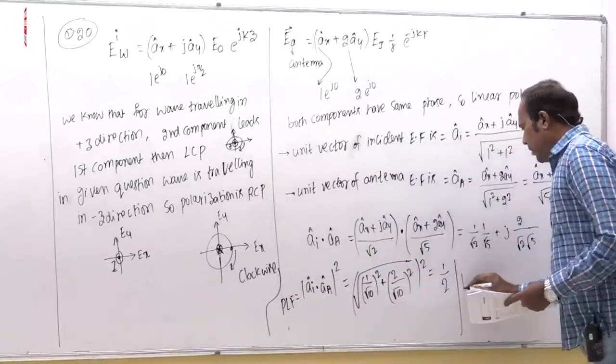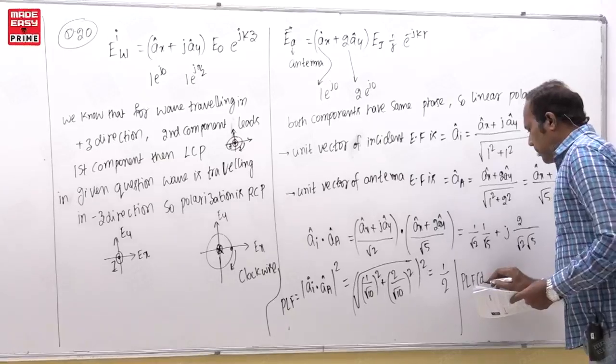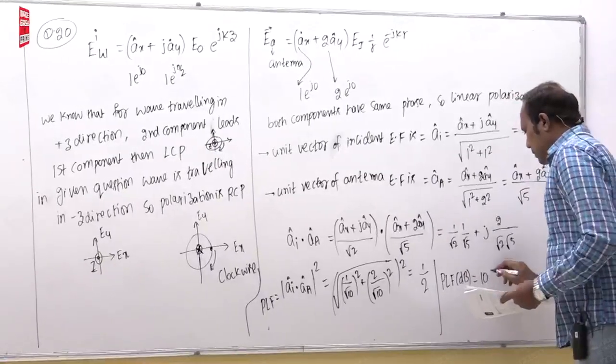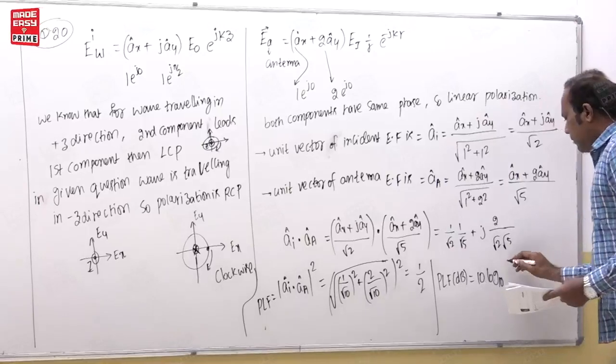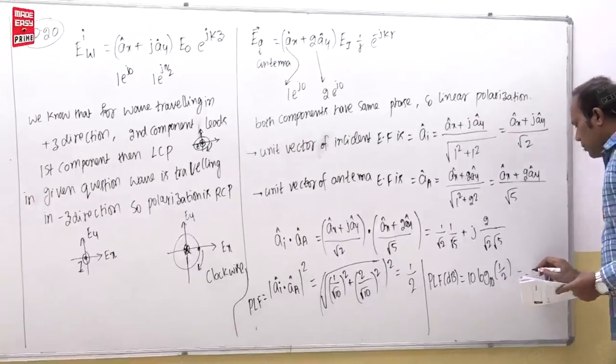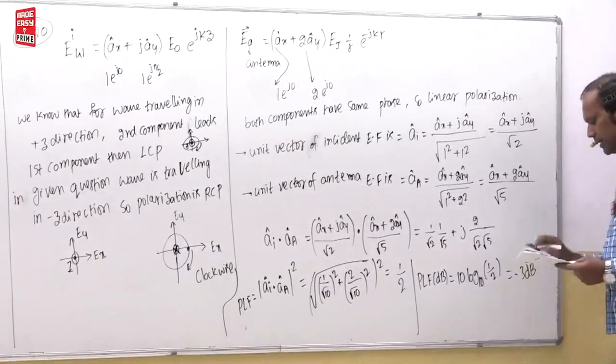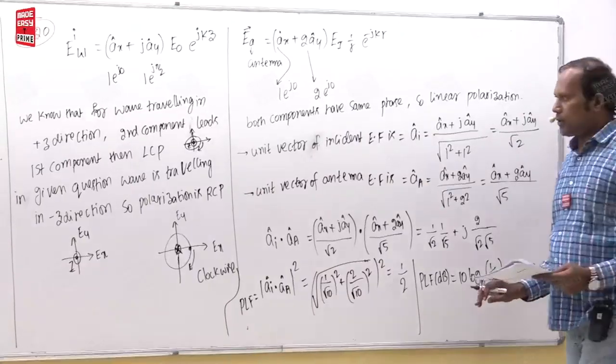But if you want PLF in decibels, it is given. So PLF in decibel is required. So 10 log 10 PLF, that is half. So minus 3 dB you get. So this is the answer for that question.